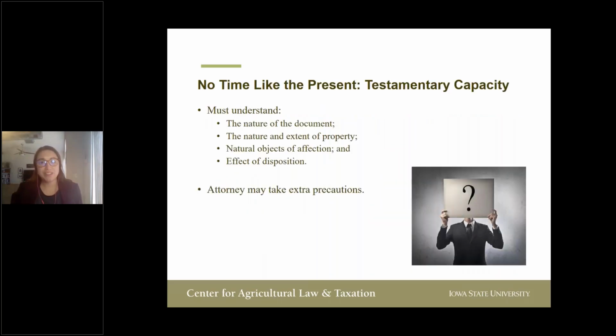And what testamentary capacity just means is, like I said, do they have the ability to make a will? And courts, when they're trying to understand this, because it does come up so often, did that person making the will, did they have testamentary capacity? What they look at is, did the testator understand the nature of the document? Do they know that this was a will and that's what they were signing? Do they understand the nature and extent of their property? So do they understand what they own?